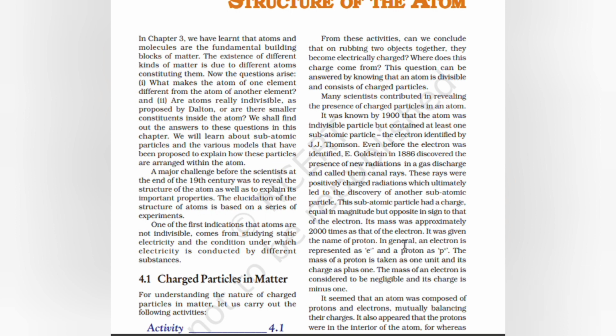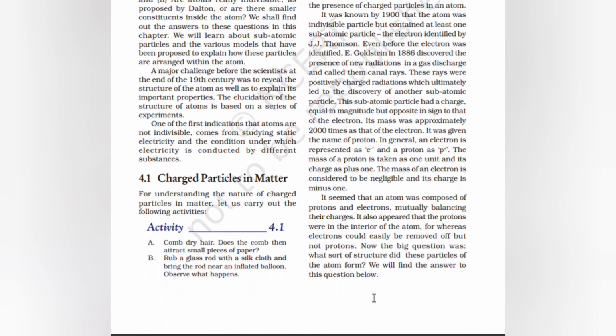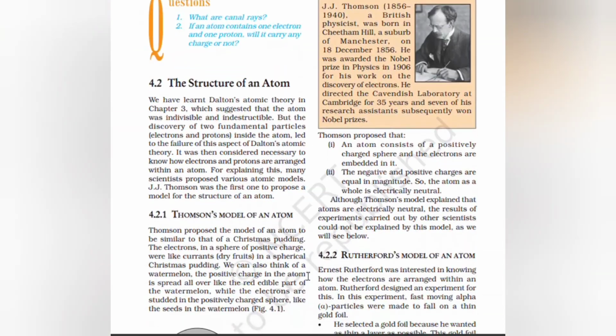In general, an electron is represented as e and the proton as p. The mass of a proton is taken as 1 unit and its charge is +1. The mass of an electron is considered to be negligible and its charge is -1. It seemed that an atom was composed of protons and electrons, mutually balancing their charges. It also appeared that the protons were in the interior of an atom, whereas electrons could easily be removed, but not protons. Now the big question was, what sort of structure did the particles of the atom form? We'll find the answer to the question below.